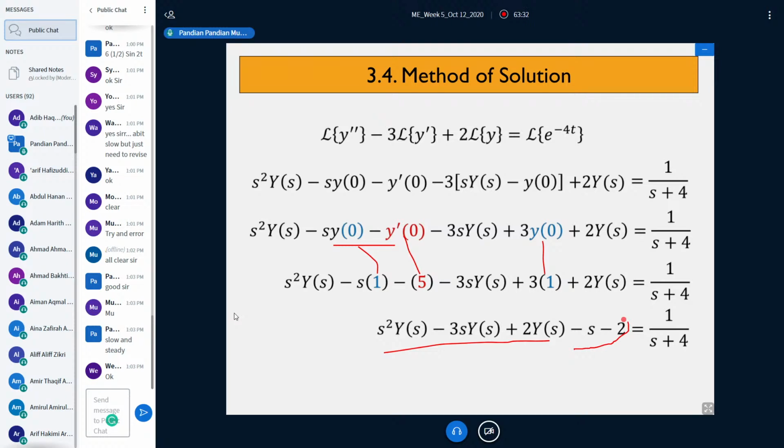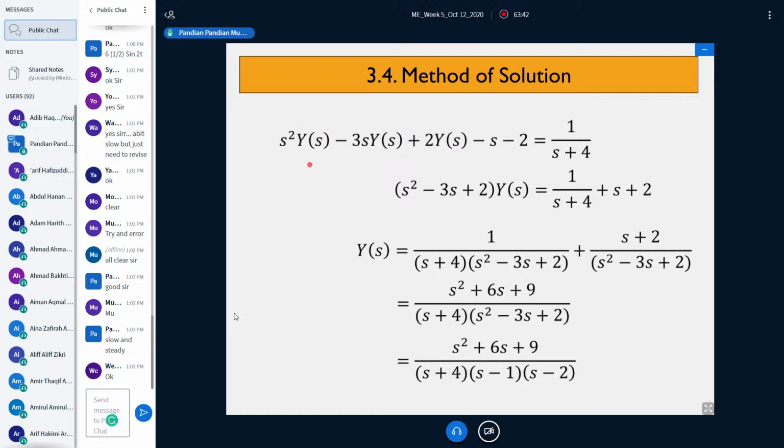So you want to bring this from the left-hand side to the right-hand side, because on the left-hand side you must have only Y(s). So you do the grouping for Y(s). Y(s), you take out s² minus 3s plus 2. And then minus s minus 2, you bring to the right-hand side, becomes s plus 2. So 1 over s plus 4 plus s plus 2. Now this term, you cannot leave it here. You must bring it to the right-hand side, because this is the s domain factor.